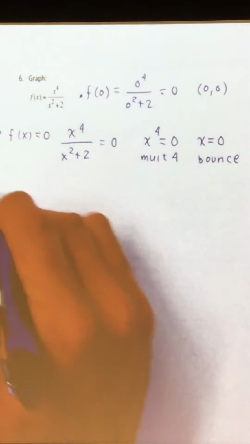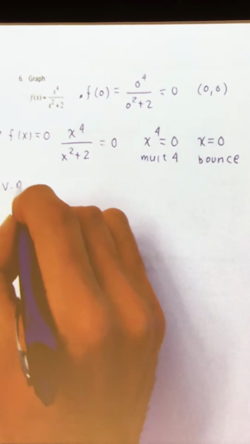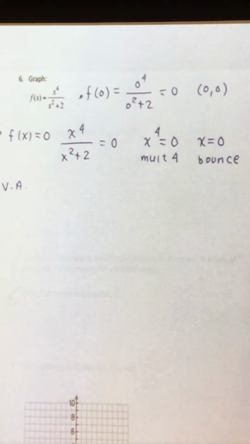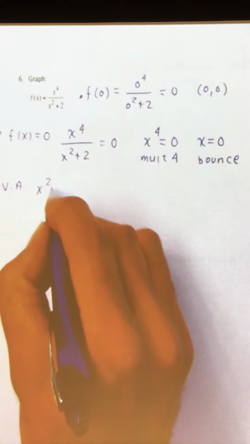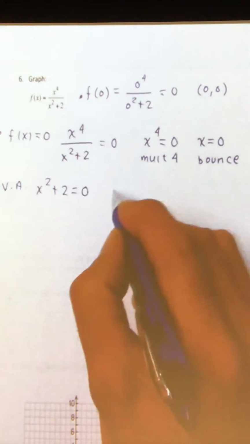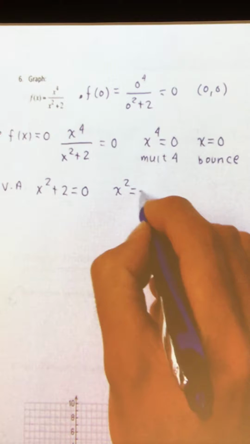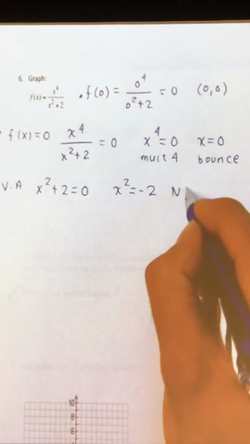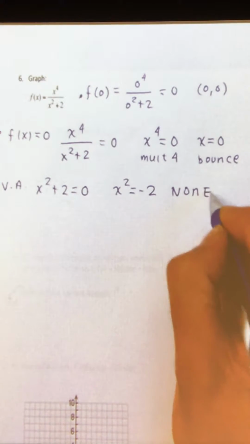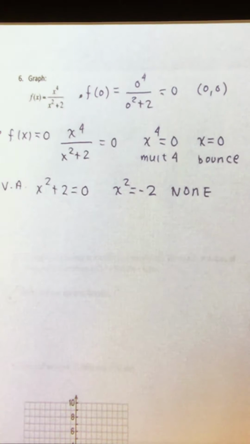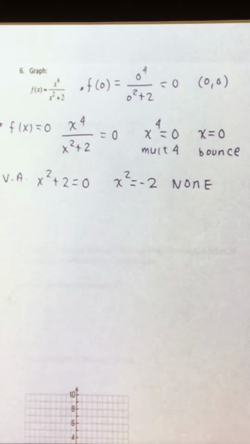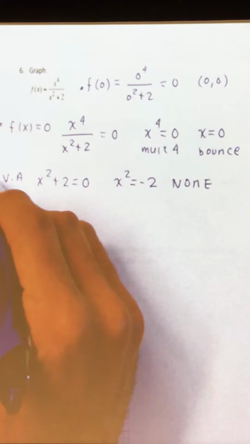What else can we get? Vertical asymptotes. No simplification of the original function is possible, so we'll look at where the denominator, x squared plus 2, is equal to 0. And that would mean then x squared is equal to negative 2, which cannot happen. So there are no vertical asymptotes for this function. Not all rational functions have vertical asymptotes. Okay, what else can we find?